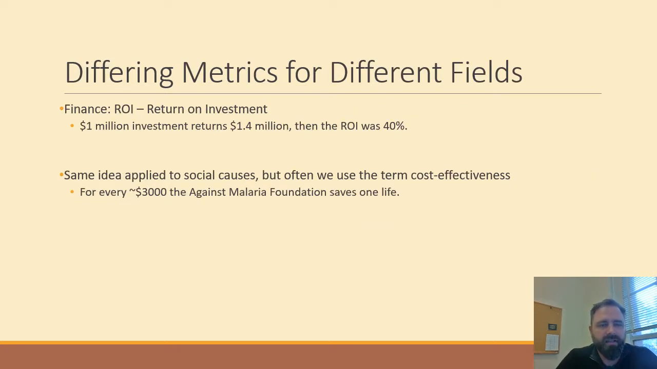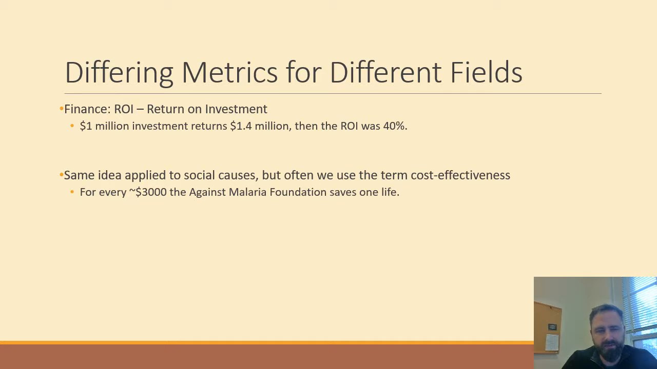Okay, so coming back, different metrics in different fields. In finance, there's ROI, return on investment. So if I invest $1 million and it returns 1.4 million, then my ROI was 40%. And with the rise of GiveWell, now we're seeing the same idea applied to social causes, but often we use the term cost effectiveness. So for example, for every about $3,000, the Against Malaria Foundation saves one life. But again, we see the link between an input and an output. What do I get for my money?